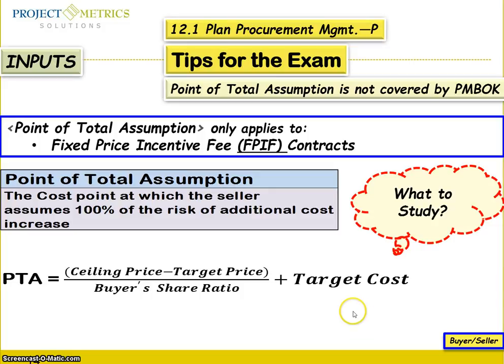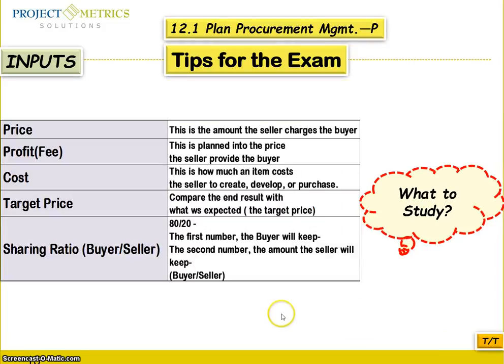In the exam, when you have a buyer and seller ratio, know that the first number goes to the buyer and the second number goes to the seller. The first number is what the buyer will keep, and the second is the amount the seller will keep. This is called the buyer-seller ratio or sharing ratio, unless the exam tells you otherwise. So basically, the first number goes to the buyer and the second number goes to the seller.